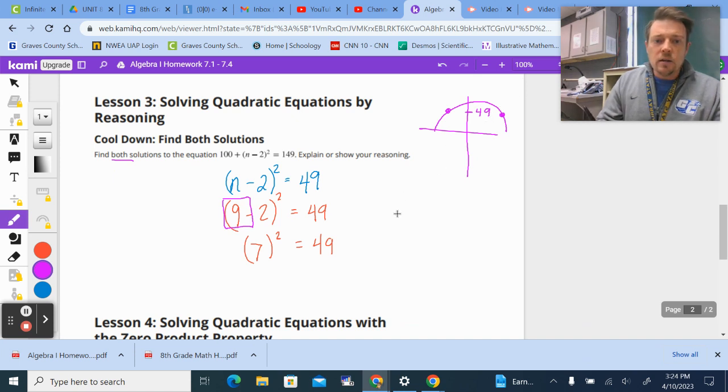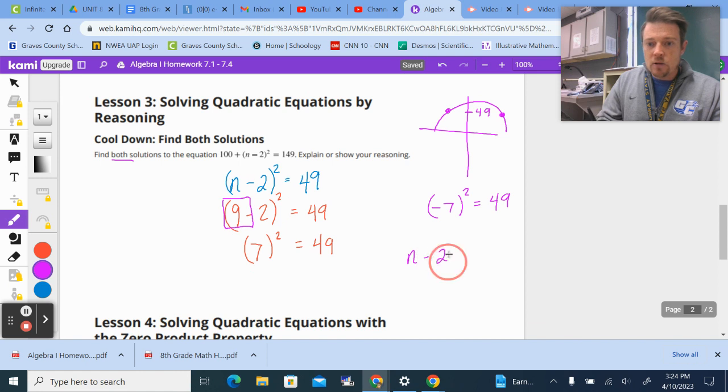Well, in this case, not only does 7 times 7 equal 49, but because of the negative rules, negative 7 times itself equals 49. So if I can make that parenthesis group of n minus 2 equal negative 7, then I will also have a solution that will work, right? Well, to make this true, I'd have to add 2 to both sides, and n would have to be negative 5. So let's try that out.